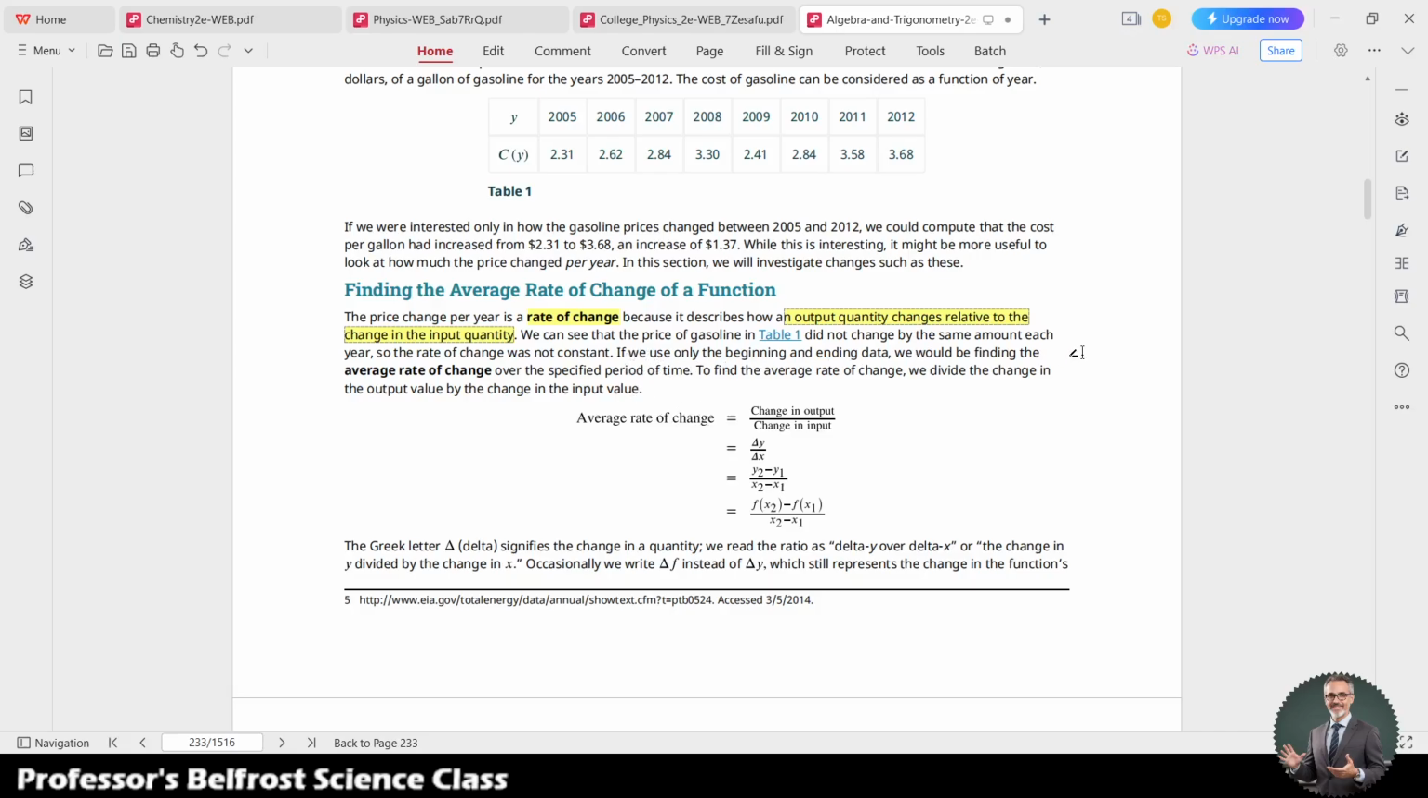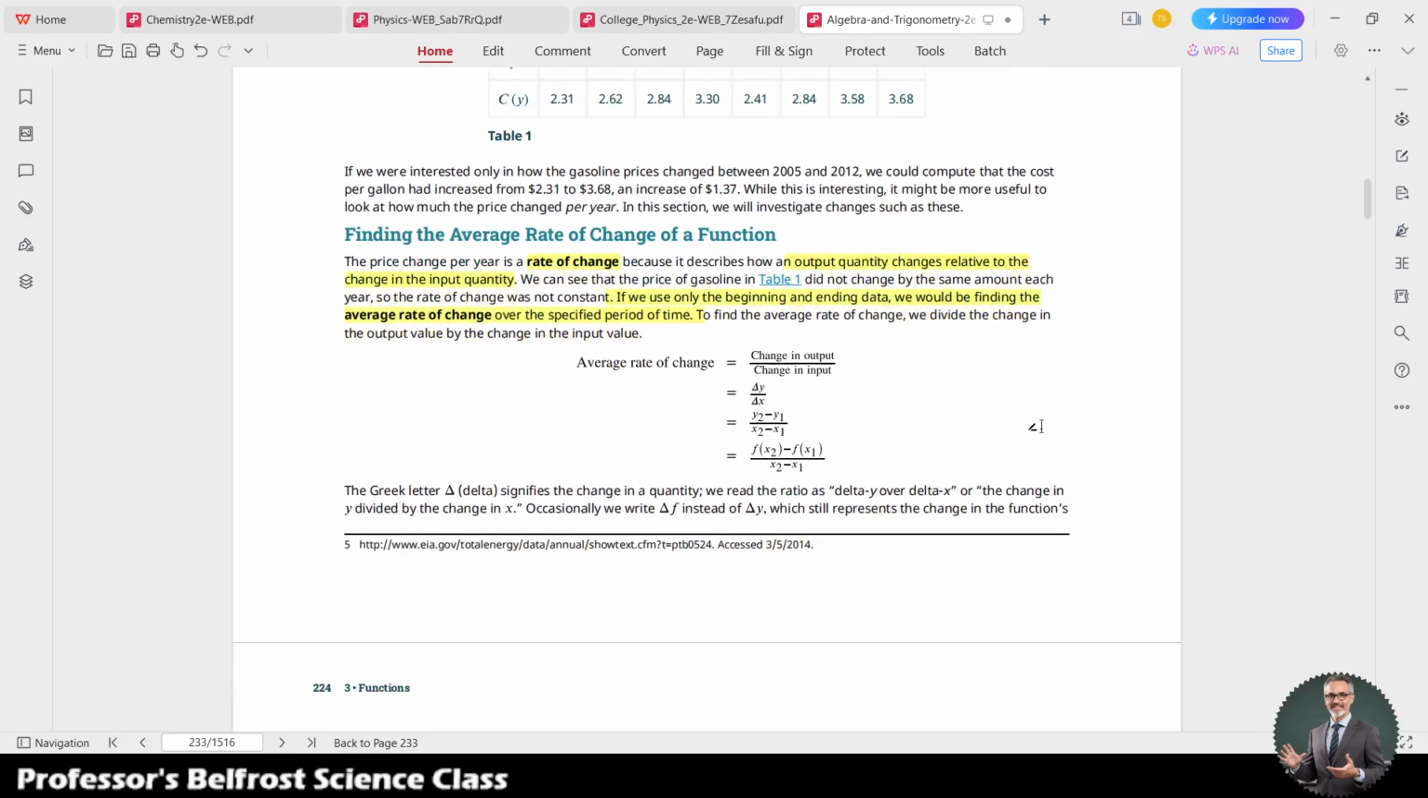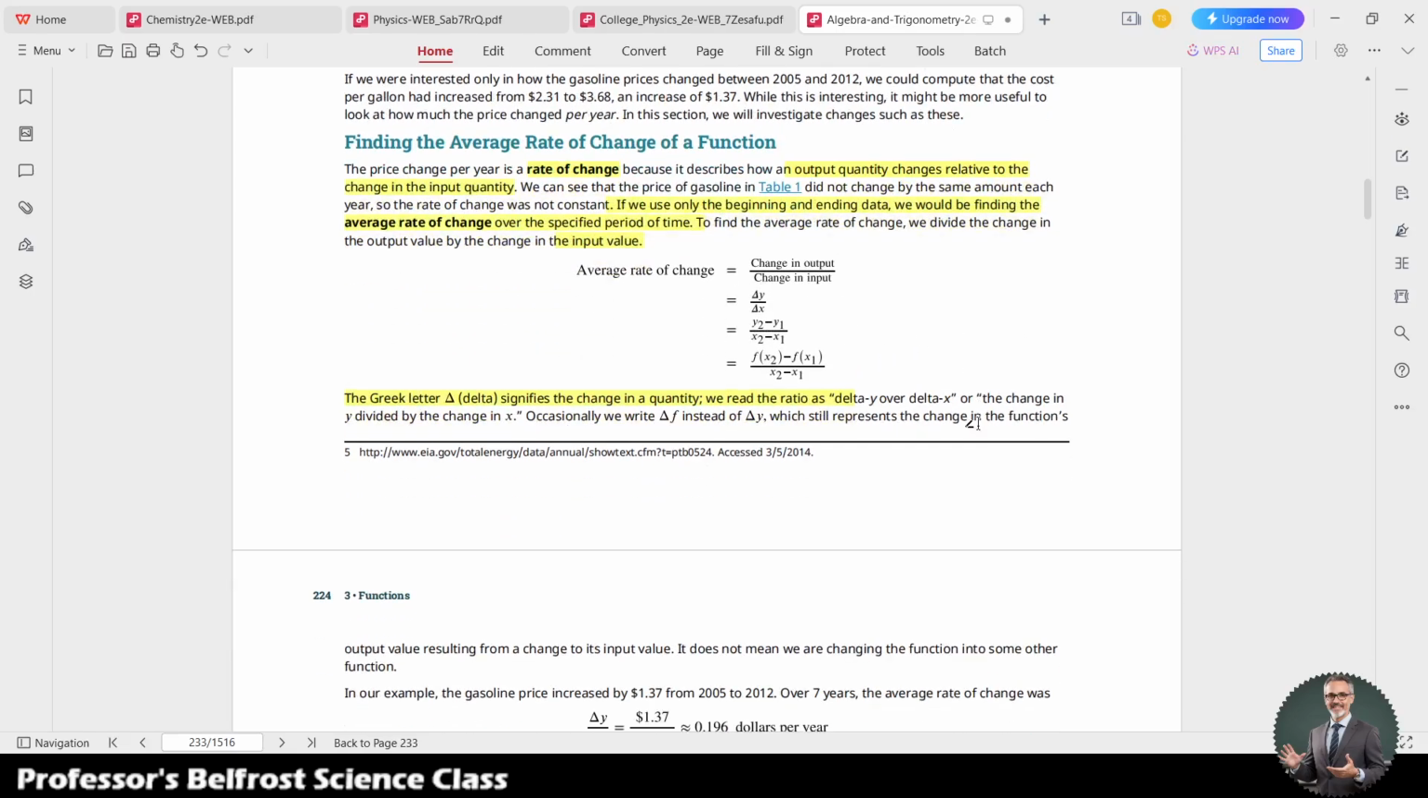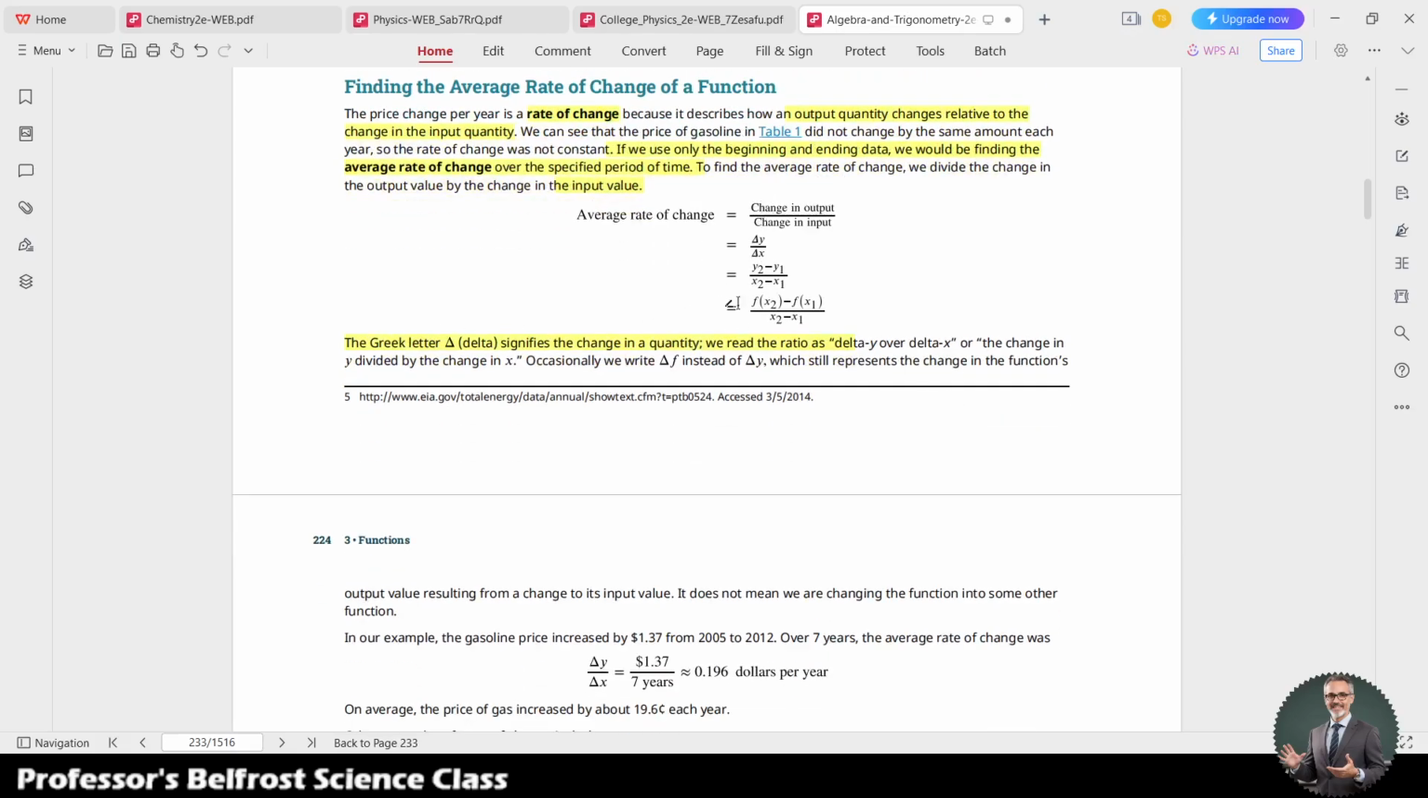So if we use only the beginning and ending data, we will be finding the average rate of change over the specified period of time. So this is the same as finding slope, right? Delta is a Greek letter, the fourth Greek letter. This is the capital delta. The lowercase delta is not written like this. It's something like this.